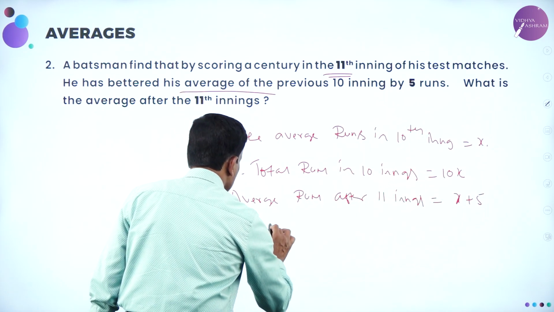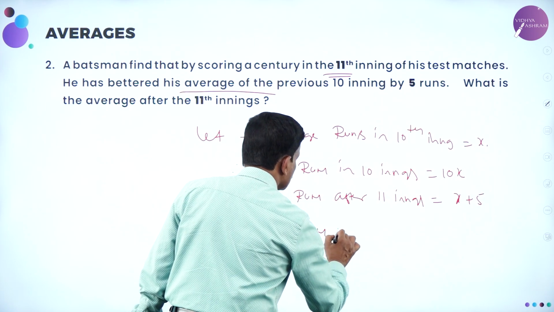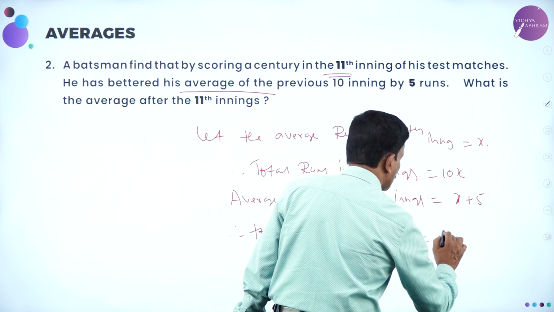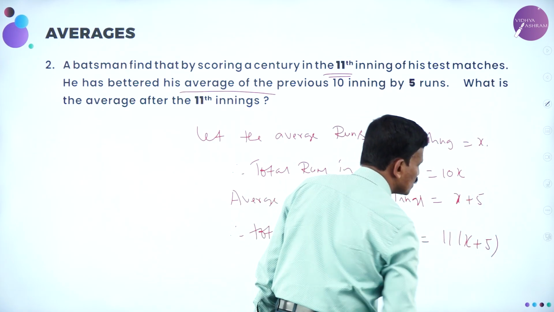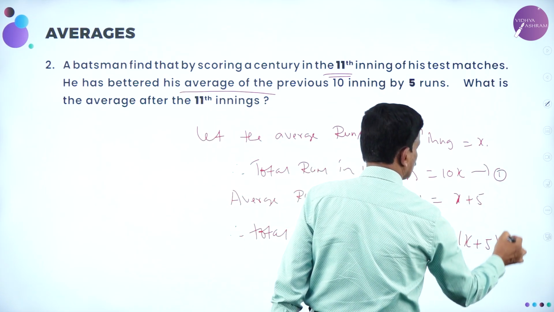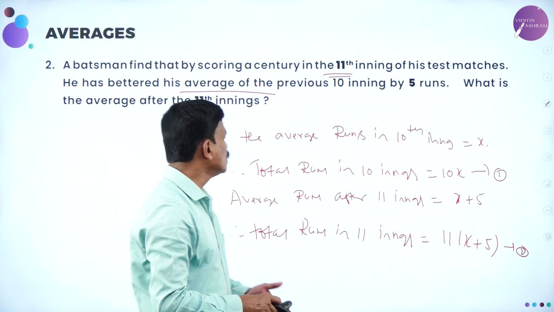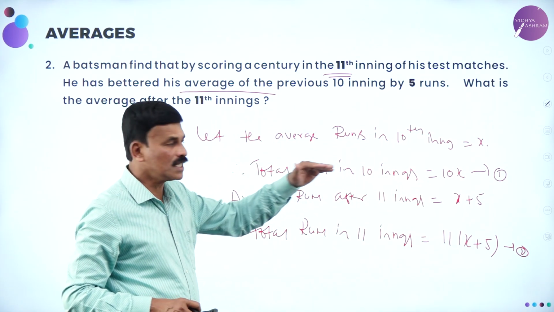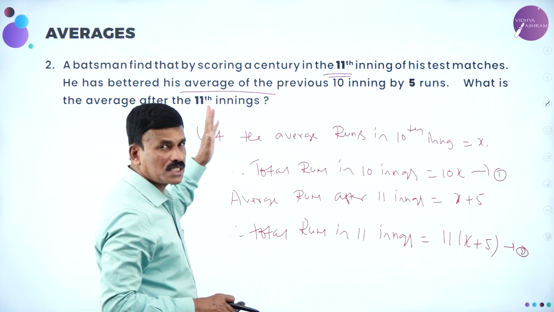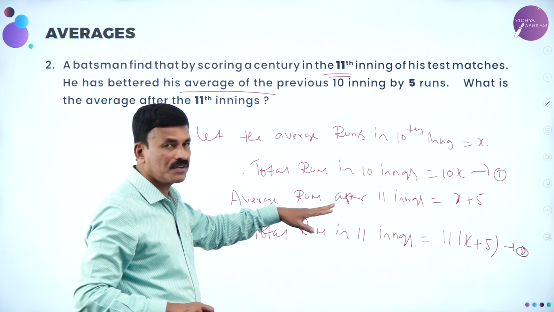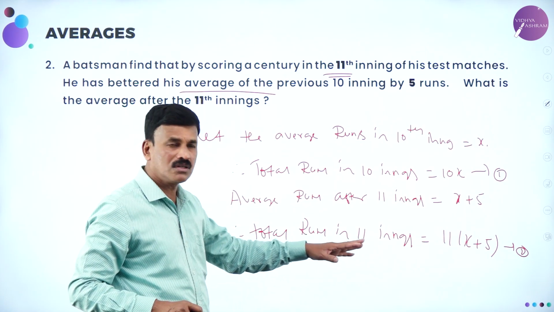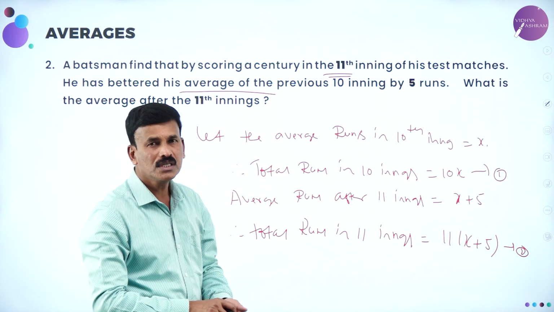Total runs in 11 innings is equal to 11 into x plus 5. That's it. Okay. See here, this is equation 1 and 2. Let us represent this as equation 1 and equation 2. So, two conditions. Let the average runs in the 10 innings be x. Therefore, the total number of runs in the 10 innings is 10x. Similarly, if you score a century in the 11th innings, then the average runs in 11 innings is x plus 5. Therefore, the total runs in all the 11 innings is equal to 11 into x plus 5.